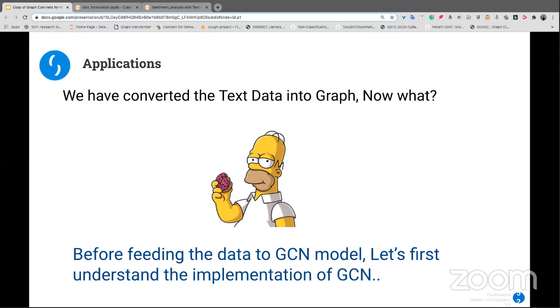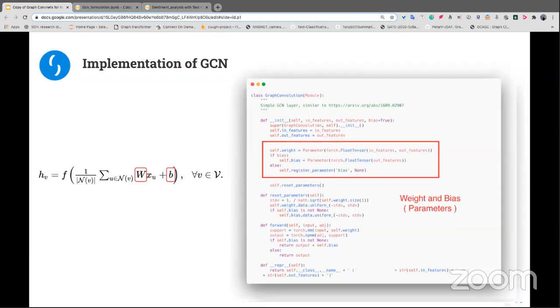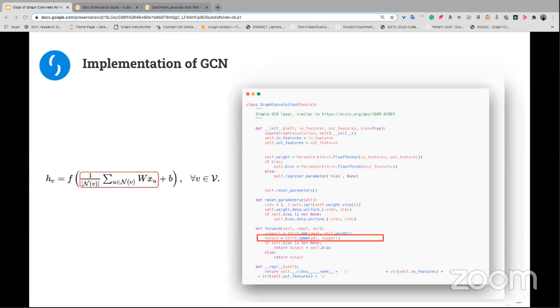We will go through the implementation of the GCN, how it works. As you can see, this is the formula given by Thomas Kipf in this paper, and this is the code in PyTorch. We will see how they are similar. First we initialize the weight and bias, which are learnable parameters. Here there is some mistake: multiplying node features with filters. And the third part is multiplying the adjacency matrix with the features. Support is the adjacency matrix here.